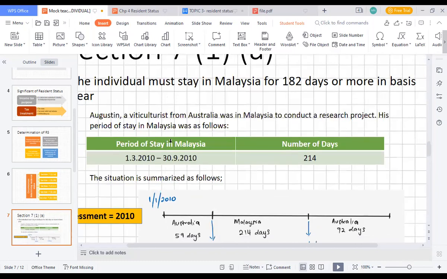For example, here, Augustine, a viticulturist from Australia, was in Malaysia to conduct a research project. His period of stay in Malaysia was as follows. The period of stay is from 1st March 2010 until 30th September 2010. When we calculate the number of days, the number of days is 214.